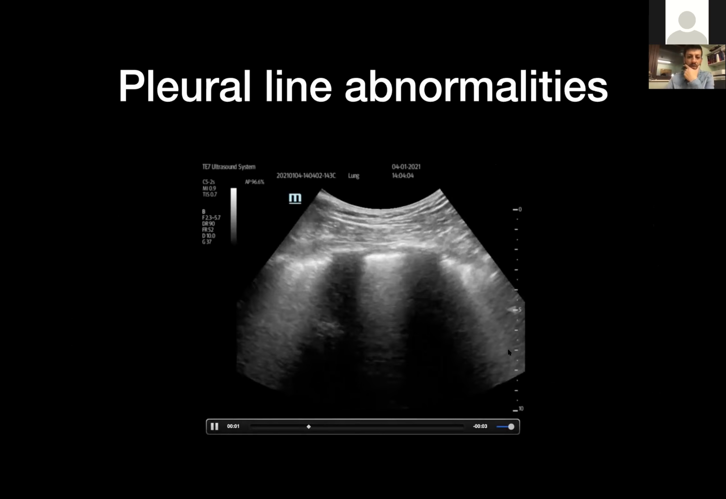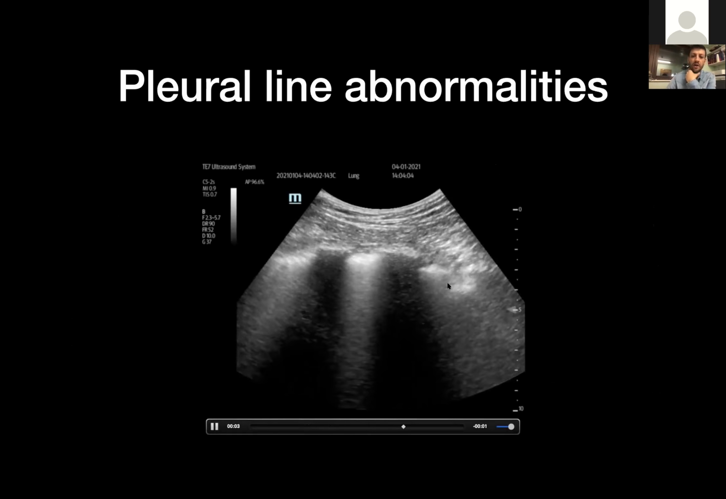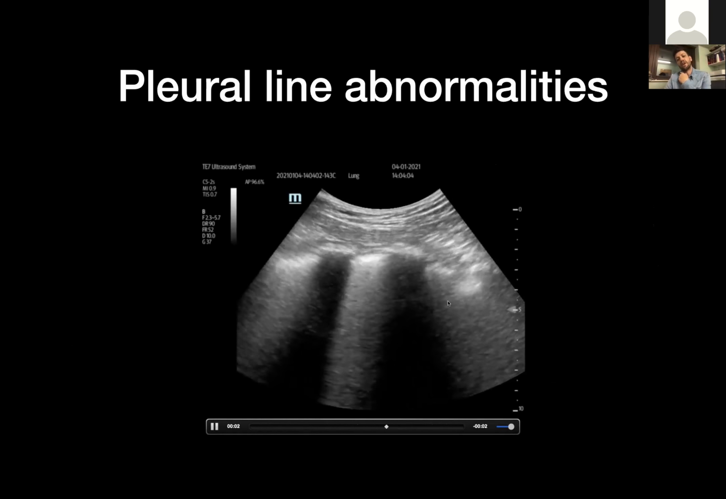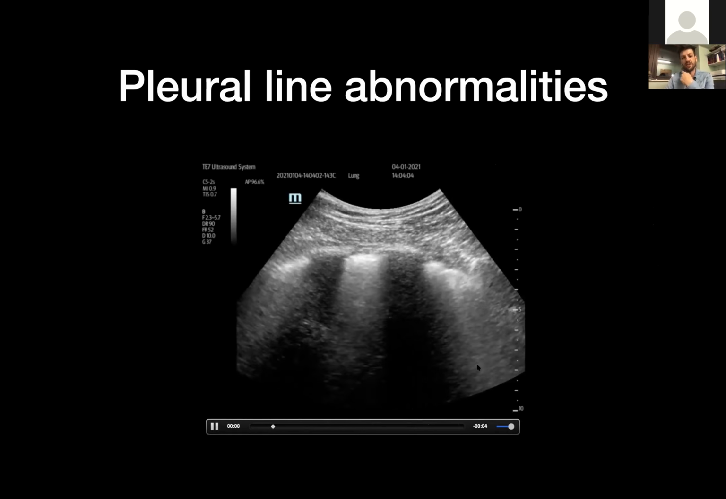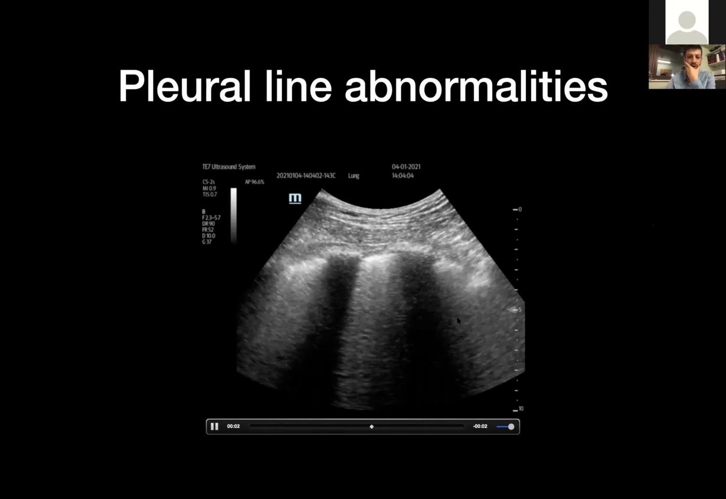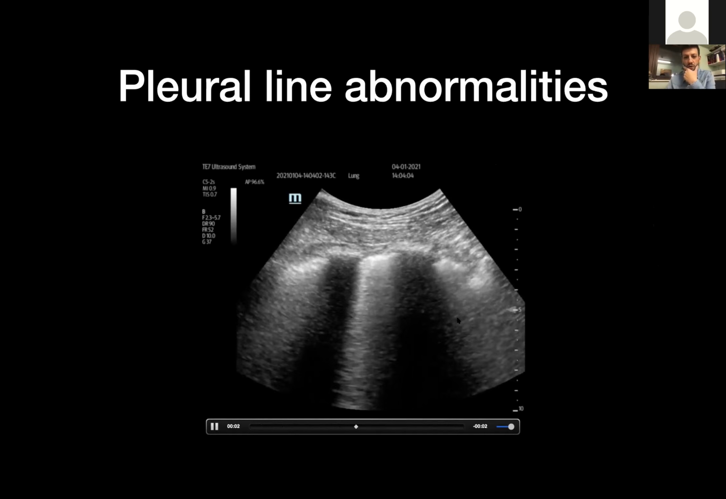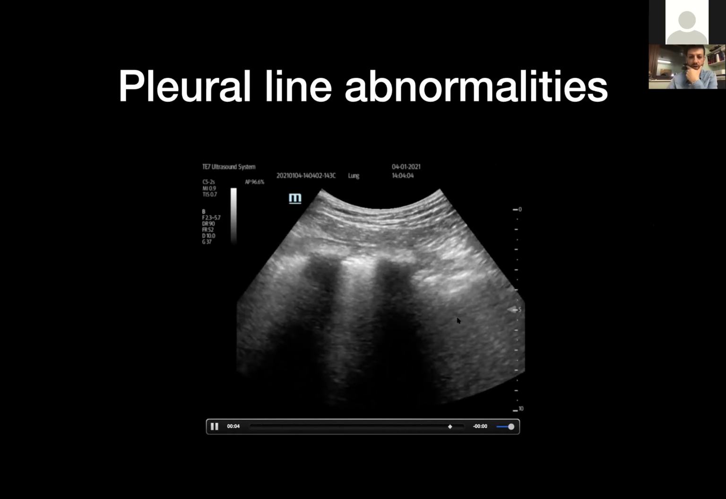Here again, we've got an irregular pleural line, possibly a sub-pleural consolidation here. And from that irregular line, you're also seeing B lines. So we've got two COVID-like changes, both of them non-specific, but the constellation of the two is much more specific for COVID.